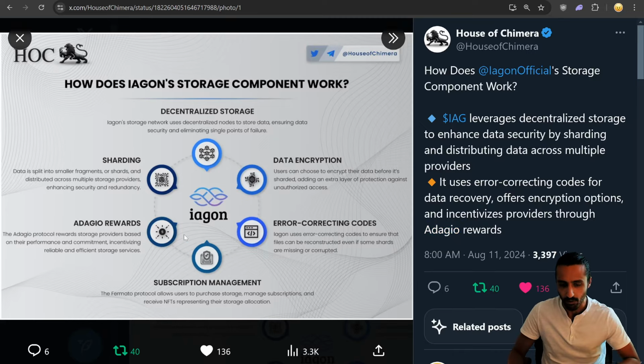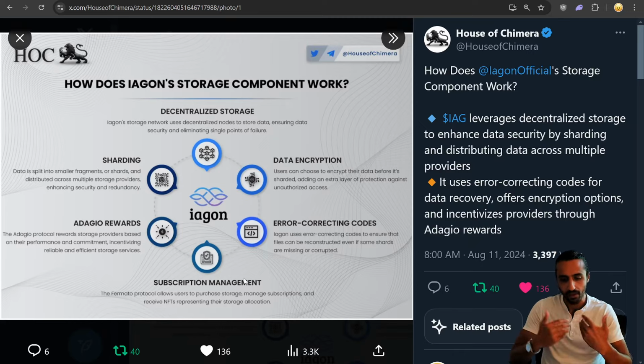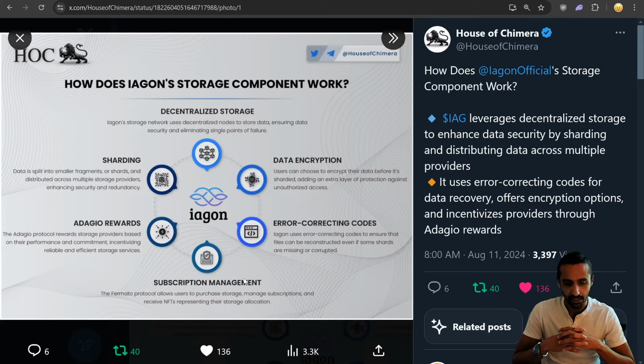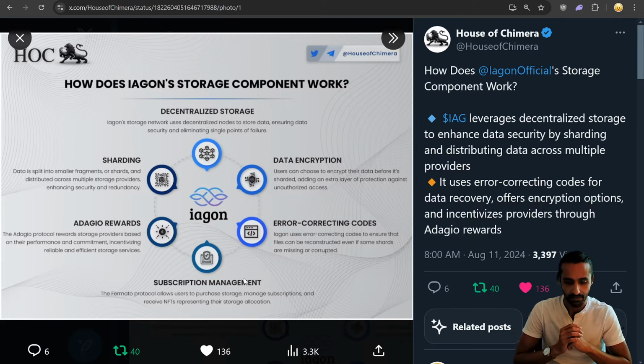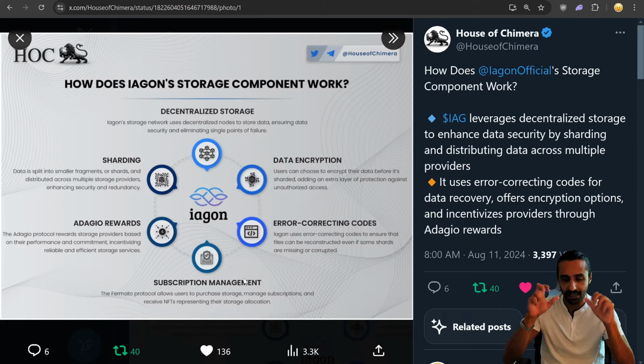So a nice little infographic here. How does it work? Decentralized storage, sharding, Adagio rewards, error-correcting codes, data encryption, subscription management. I was reading a little bit of the how it works, and when IAG mentioned centralization issues, when there's a big pool of data that hackers can just swim in, and a term that they used of being able to freeze the lake, right?